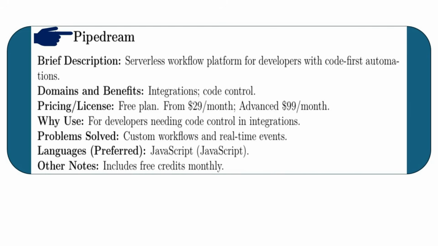Pipedream: serverless workflow platform for developers with code-first automation. Integration is the domain area, and the benefit is code control. Pricing: license free, plan from $29 per month. Advanced is $99 per month. Why to use: for developers needing code control in integrations. Problem solved: custom workflows and real-time events. JavaScript is the preferred language and includes free credit monthly.